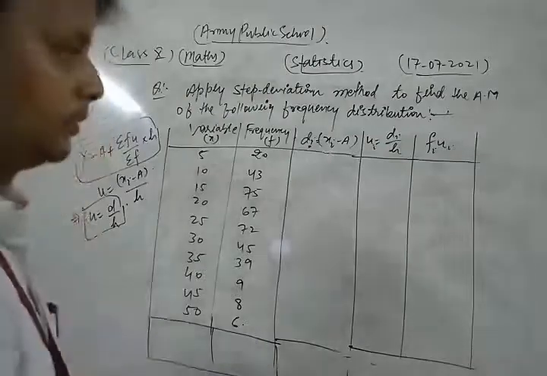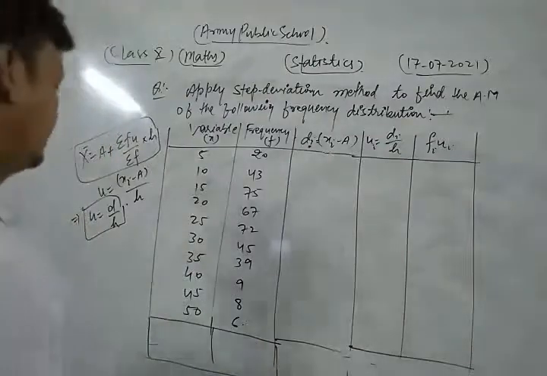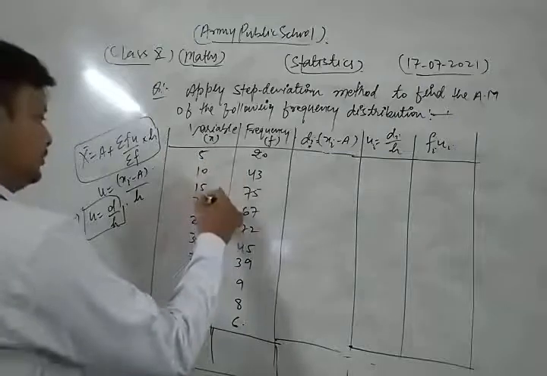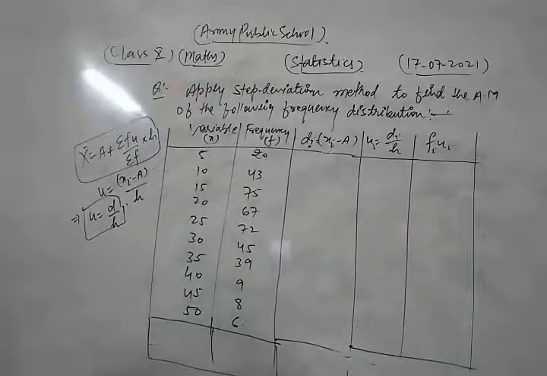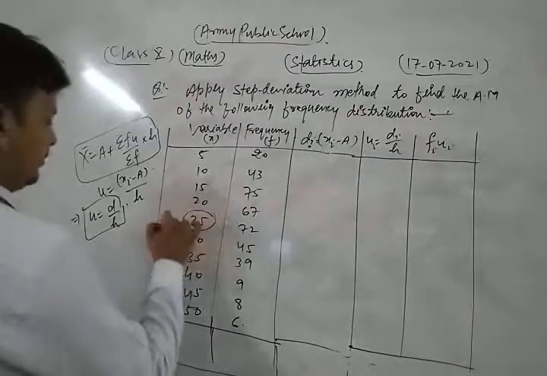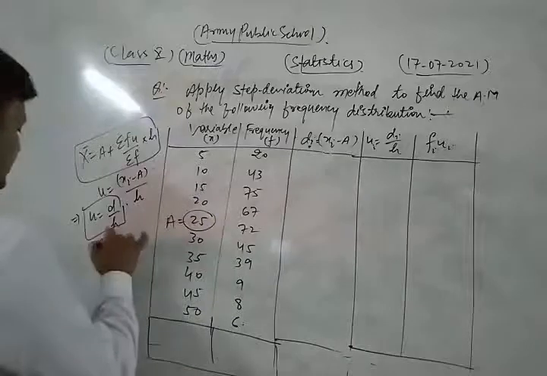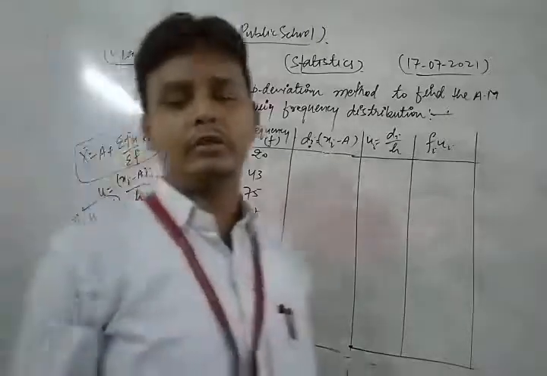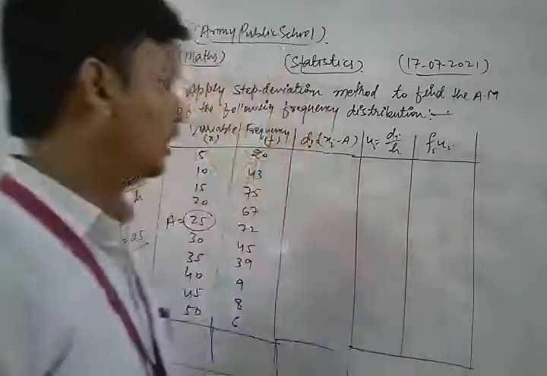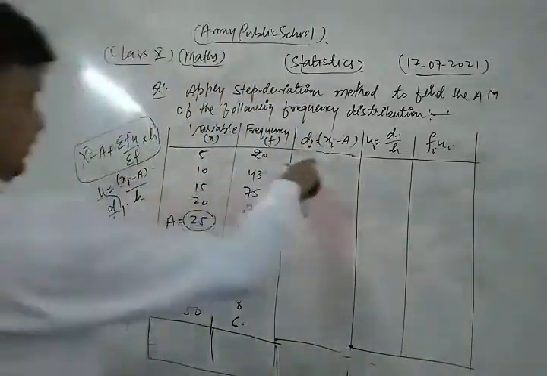Now look, here we take a as the middle value of x. We take a as 25, so let a be equal to 25. Generally we take a suitable value in x as the middle term. Now we find each x minus a.